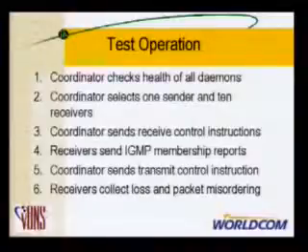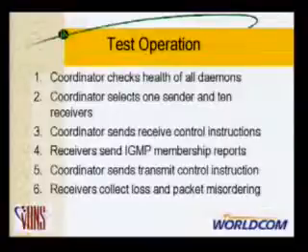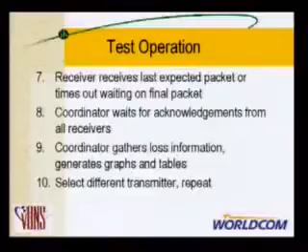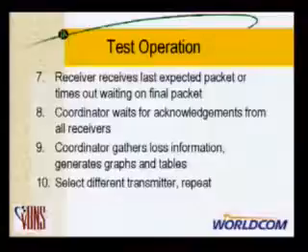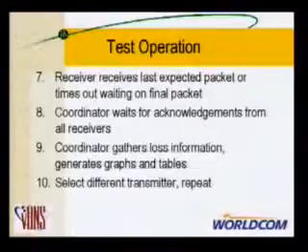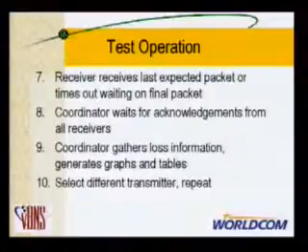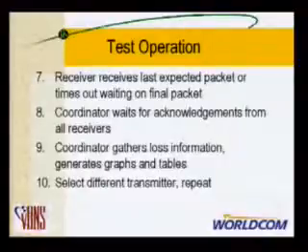The receivers during this time collect loss information and misordering information. Each packet actually has a sequence number in it, and it can detect which packets were lost. So the receiver will wait for the last expected packet, or will time out waiting on the last expected packet, one way or the other. And the coordinator waits for acknowledgments from all of the receivers, and then it gathers the loss information and generates some nice graphs and HTML on our web page, and then selects a different transmitter and repeats. And this is done every night on the vBNS.